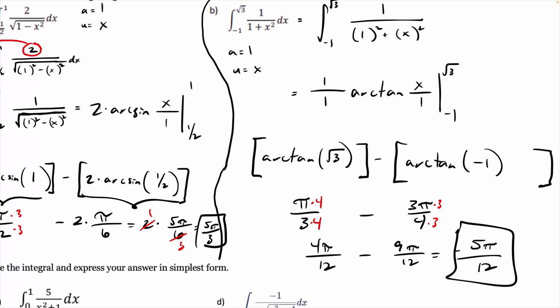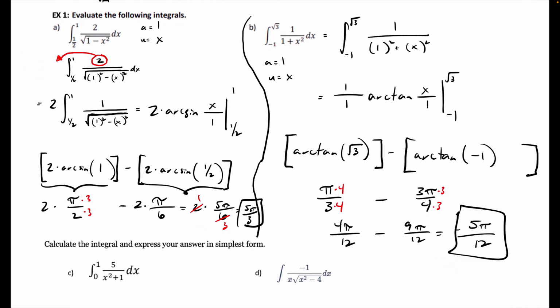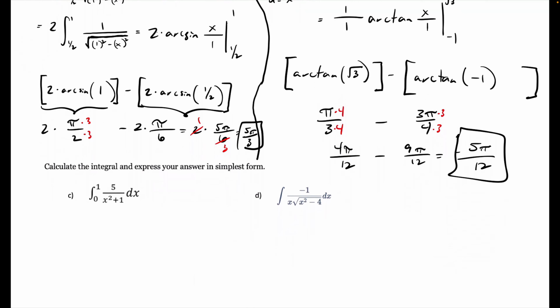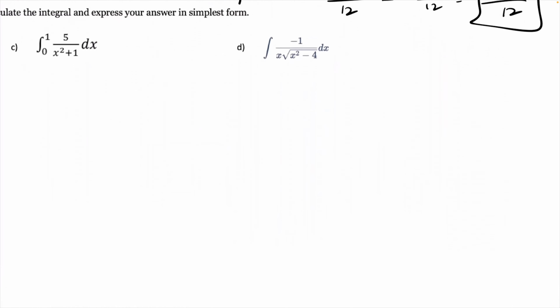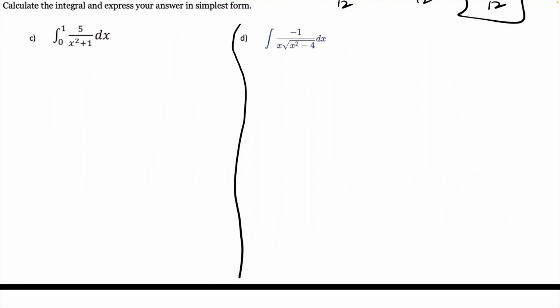Okay. The only difference with C and D is that D doesn't have bounds. C does have bounds. Okay? So let's do D since C is very similar. We'll come back to that one if we have time.